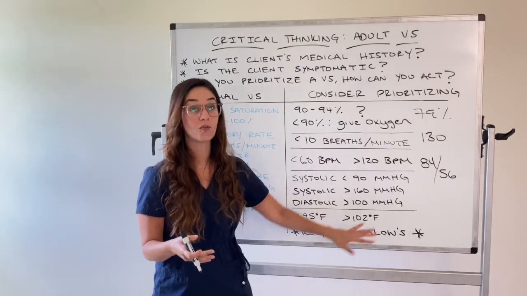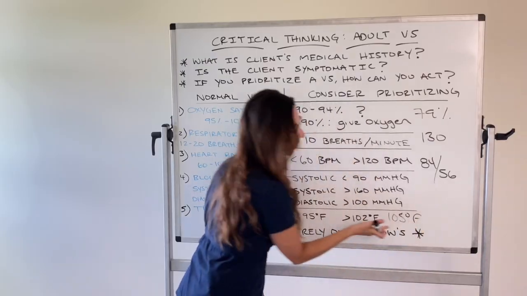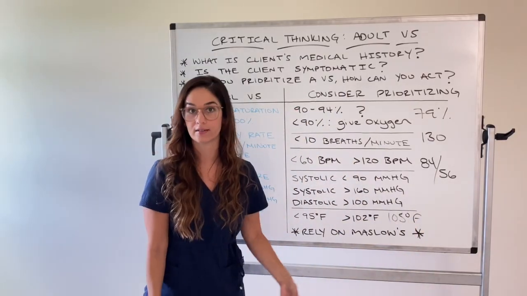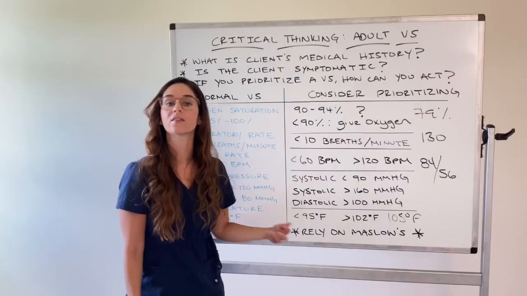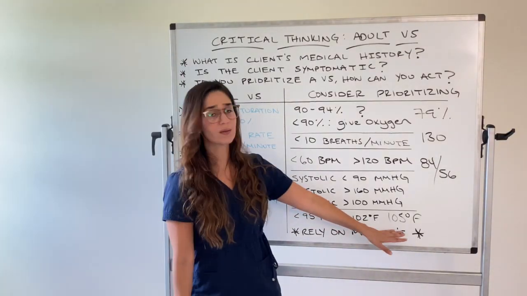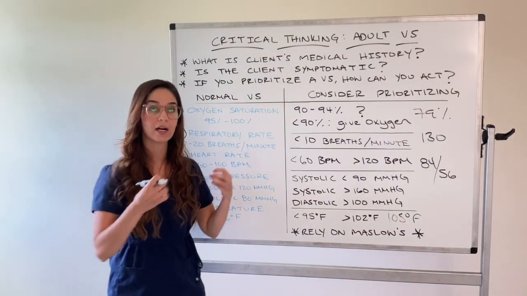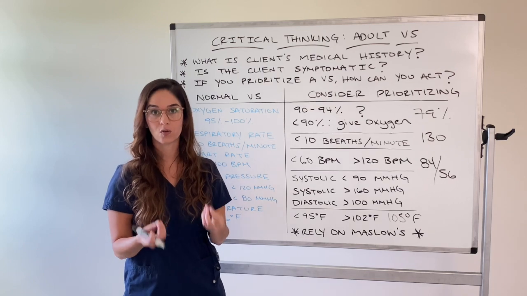If we get above 105 degrees Fahrenheit, that is a life-threatening emergency. They are too hot. So yes, we can even prioritize temperature, because especially if they have a temperature of 106 degrees Fahrenheit, that is life-threatening. So we would need to think about prioritizing that in the NCLEX style question.